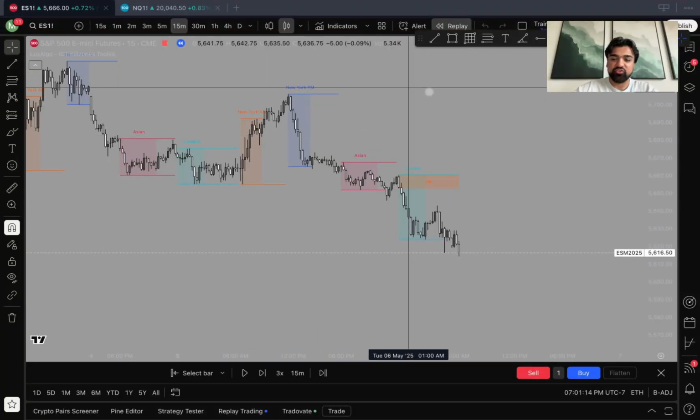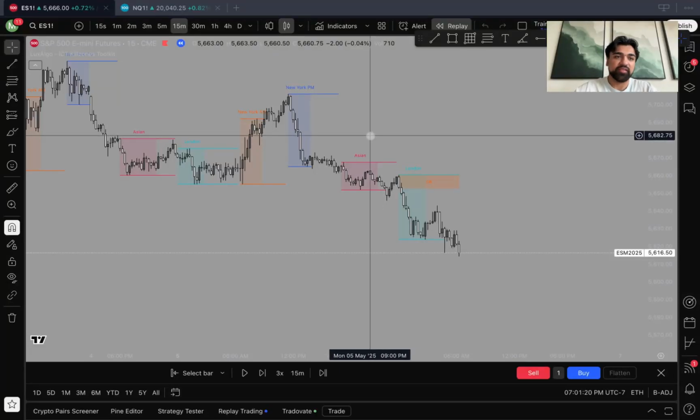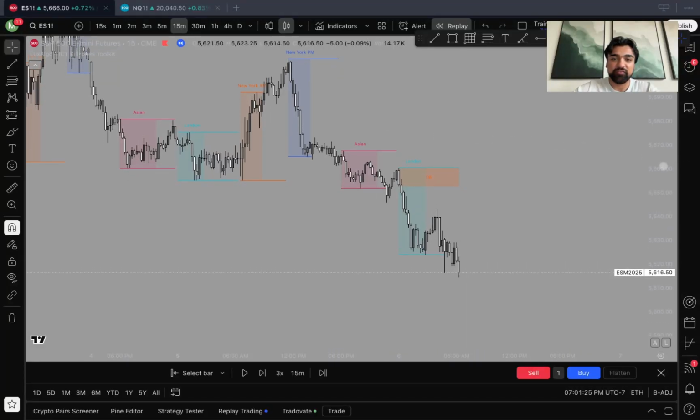Alright guys, this is going to be my trade recap for May 6, 2025. So basically we made $1,044 on the S&P 500 today, trading futures.